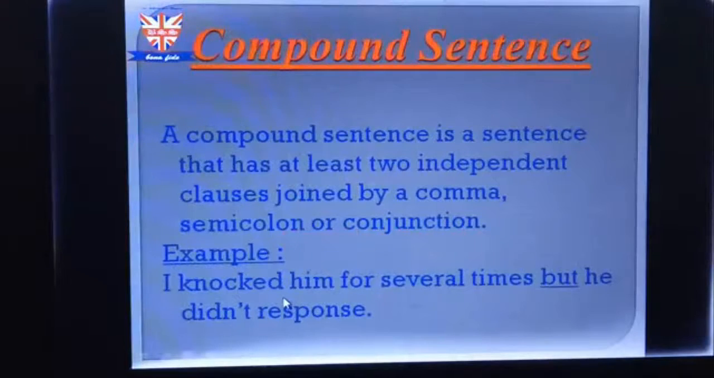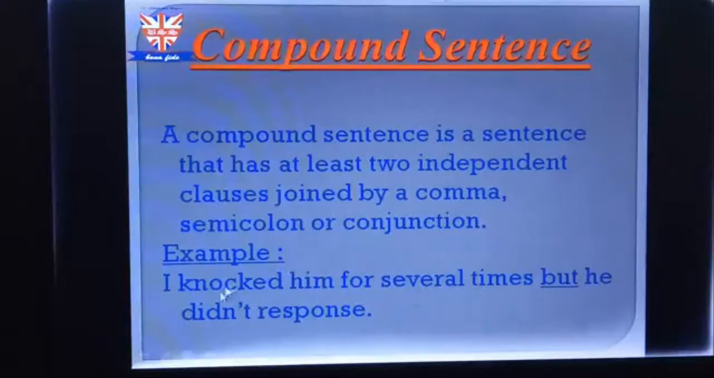Let's go for the compound sentence. It's also very easy. The difference between complex and compound is that complex has two parts, where one part is complete and another is incomplete. But a compound sentence also has two parts, and both parts are complete. A compound sentence is a sentence that has at least two independent clauses joined by a comma, semicolon, or conjunction. So at least two independent clauses should be there. Independent clause means a complete sentence.